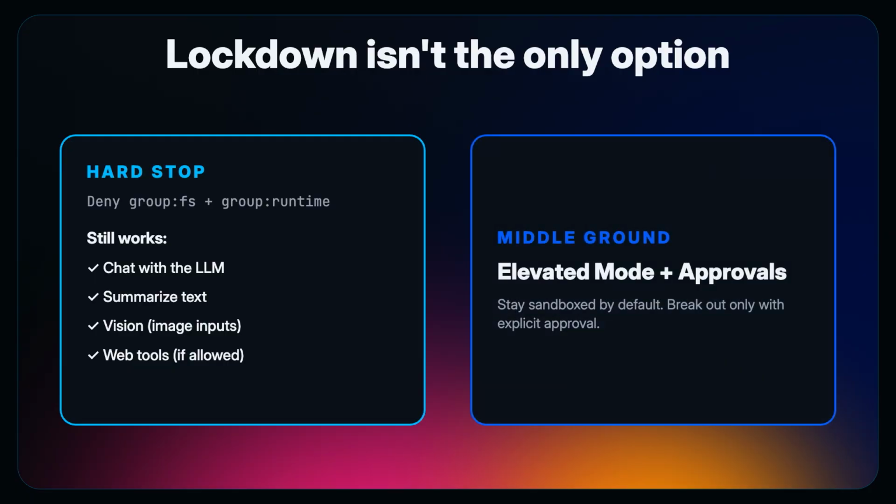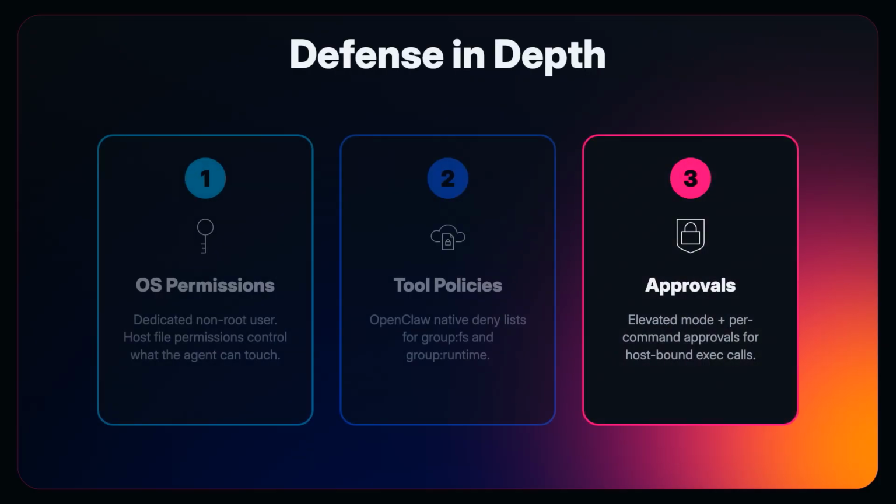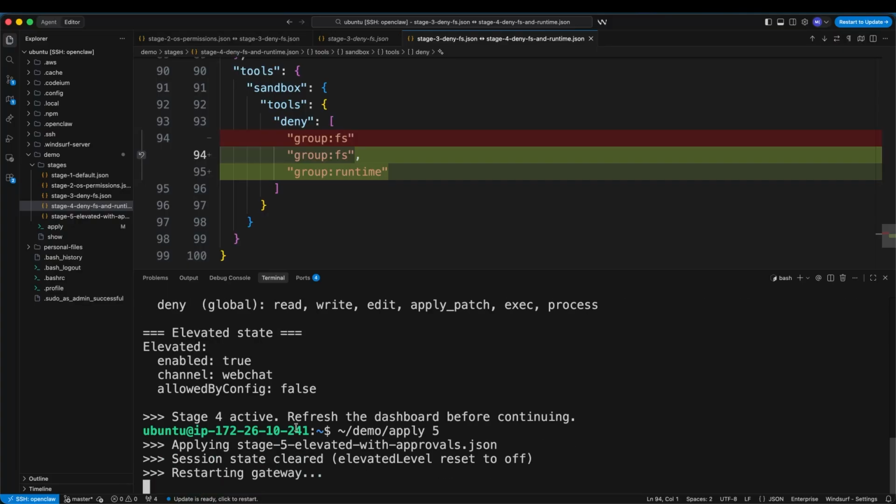However, there is a middle ground between this trade-off of security versus functionality, and that's called elevated mode plus approvals. So the agent stays sandboxed and fully capable inside of the sandbox, but anything that wants to break out and touch the host system has to be approved by you first. So let's navigate back to the editor, and I'm going to apply the final configuration.